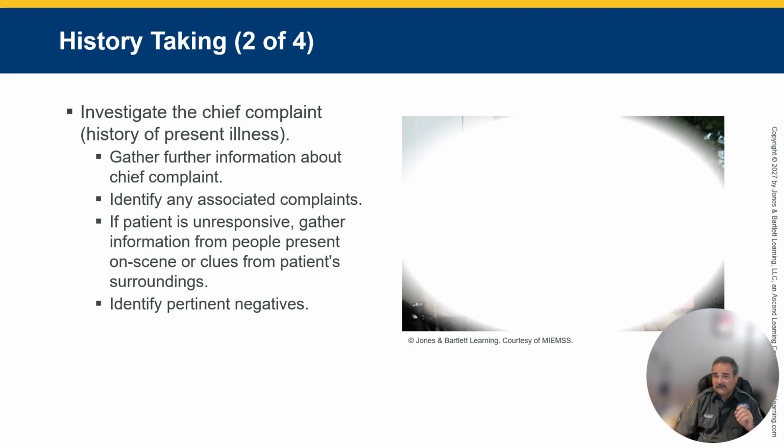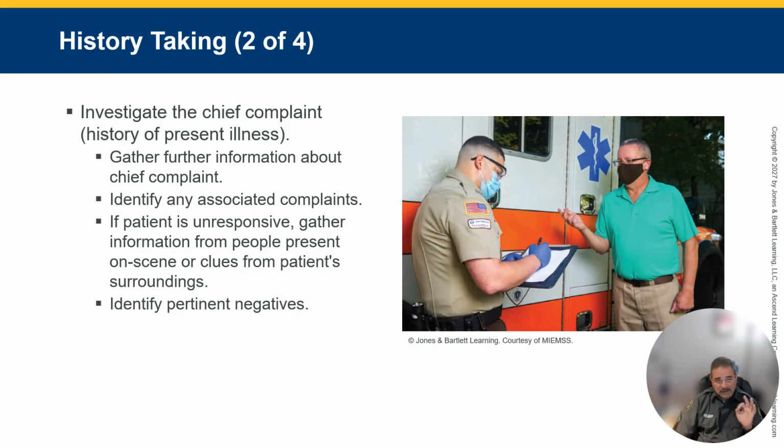So, investigating the chief complaint. Investigating the chief complaint is gathering information. We need to know information from the patient. We need to identify any associated complaints, anything that goes along with it. I have chest pain and I'm short of breath. So chest pain is the primary complaint, our chief concern, and then the shortness of breath is the associated complaint.